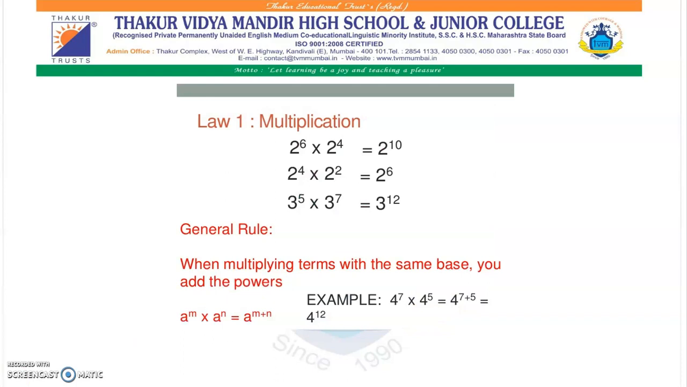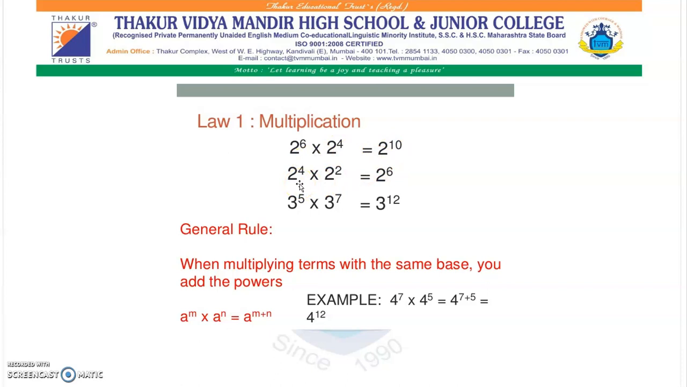Now first law, of multiplication. You can see the laws which we have seen in the above slide, the same we are doing with the help of examples. 2 raised to 6 into 2 raised to 4. If we multiply this, the base will remain the same and powers will be added. You can see this. This is the rule: a raised to m into a raised to n is equal to a raised to m plus n. So powers will be added.